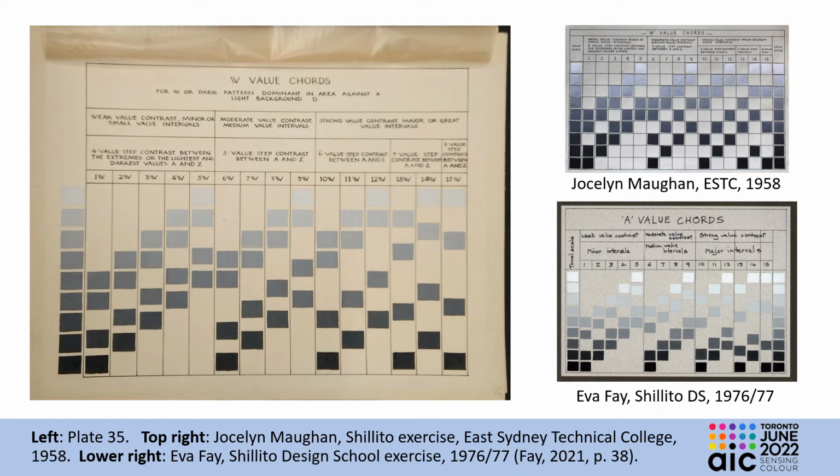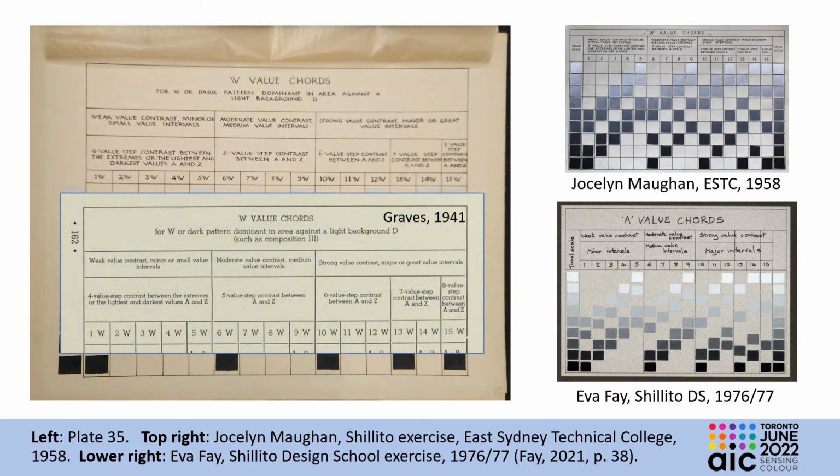Eva recalls that Graves' book was made available in some of the classes where his classification was discussed, and is the only colour theory textbook that she recalls being mentioned by name at the school. As we can see here, the derivation from Graves could not be more clear.